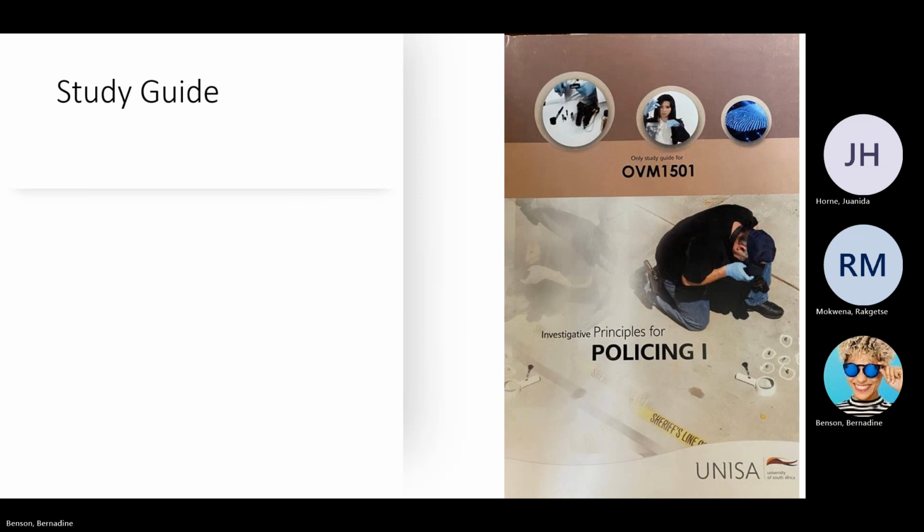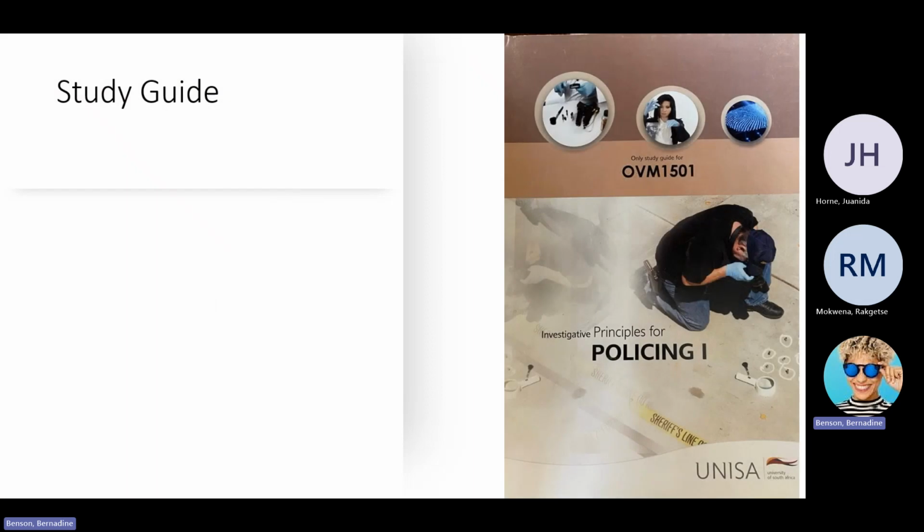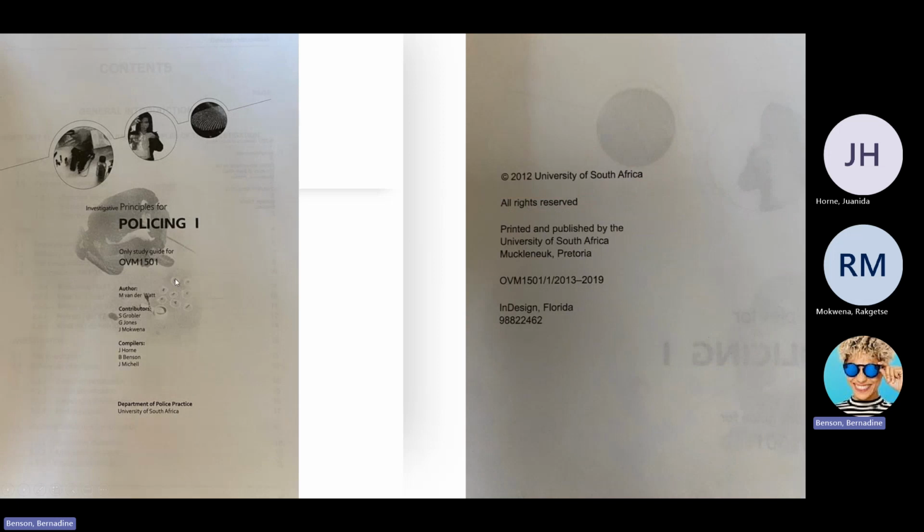Study guides. Many of you use study guides, and that's good. It's important. Stay grounded in what we are teaching you. So let's consider how you would reference a study guide. So this is the title, this is the cover page. So it's Investigative Principles for Policing 1. And it is the only study guide for OVM 1501. If you page over, there is the author. This one now has contributors and compilers, but what we are looking for is the author.